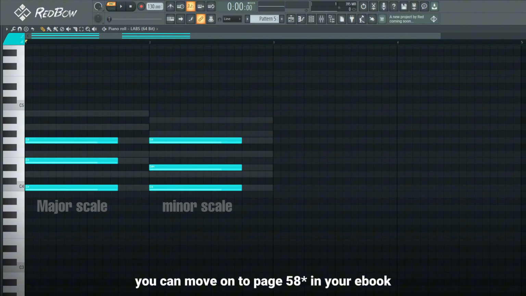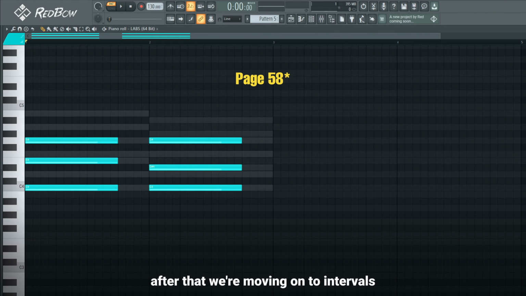For now, you can move on to page 39 in your ebook to complete this chapter's challenge. After that, we're moving on to intervals.